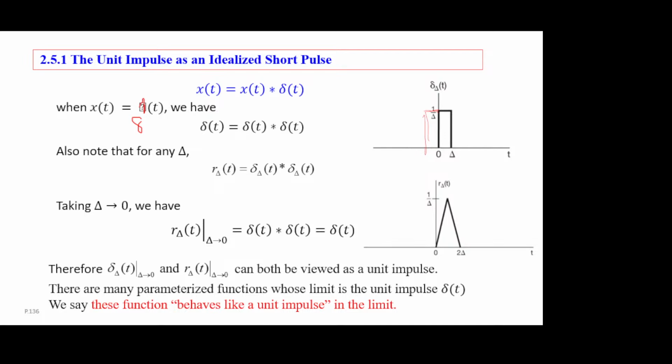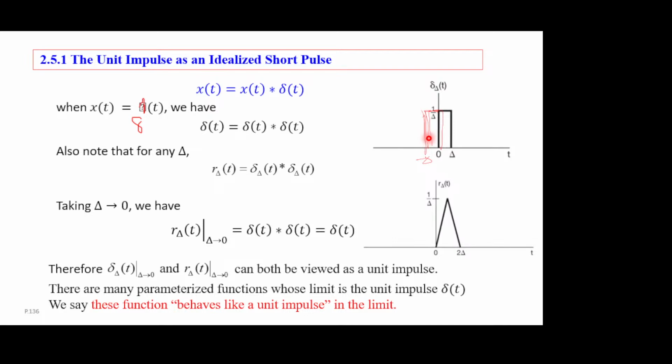Instead of delta of triangle being the function from 0 to triangle, you have the function from minus triangle to 0, or even minus 1/2 triangle to plus 1/2 triangle. Those kinds of things, when the triangle goes to 0, all go to the delta function. So, as a little spoiler.